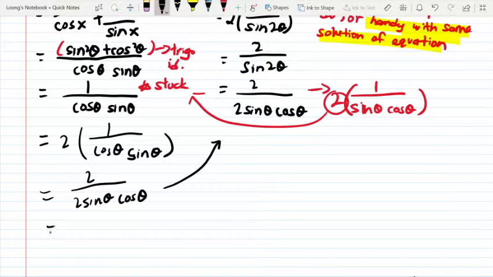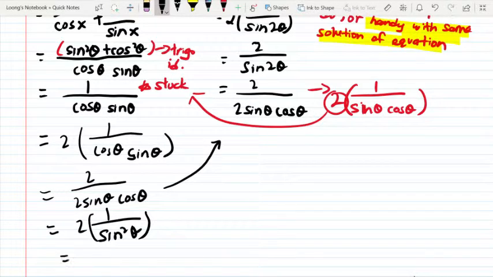So we just copy the whole thing down, and then we'll be fine, and we'll get the answer, which is 2 cosecant 2x, and you need to write proven.